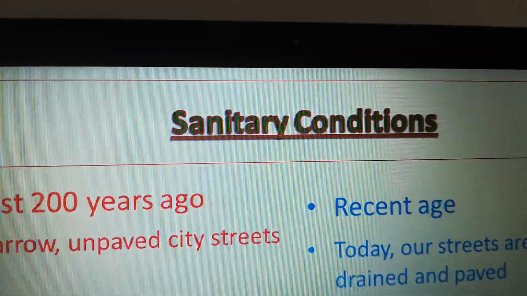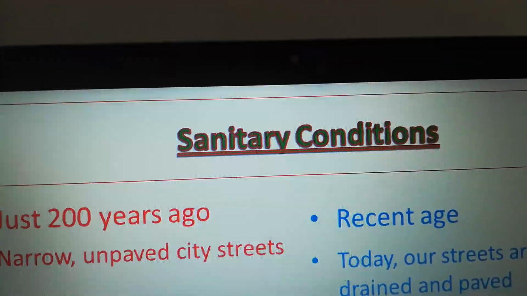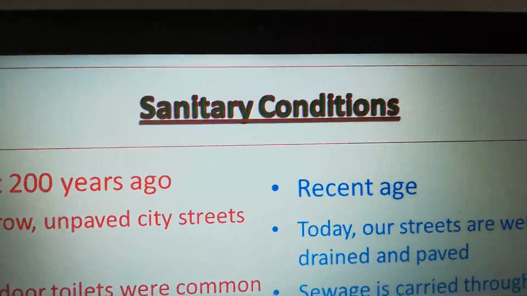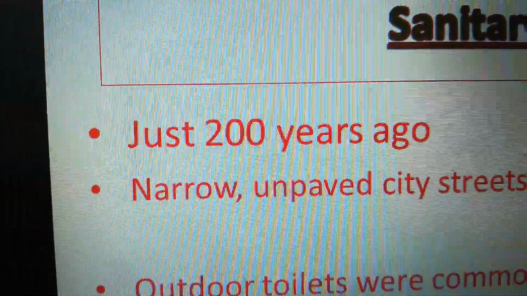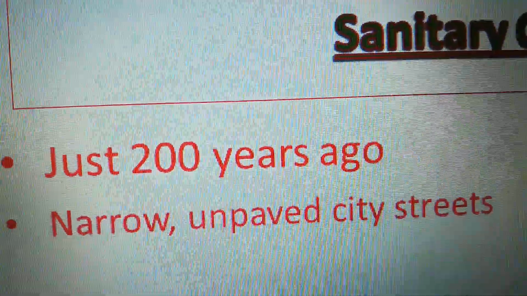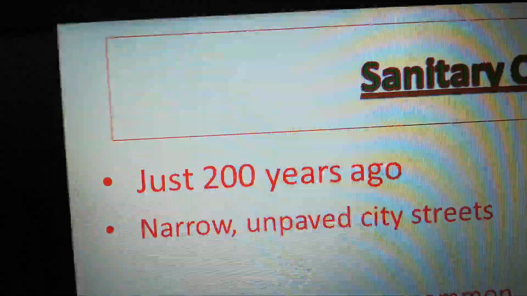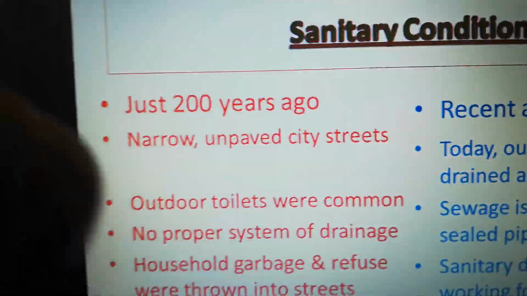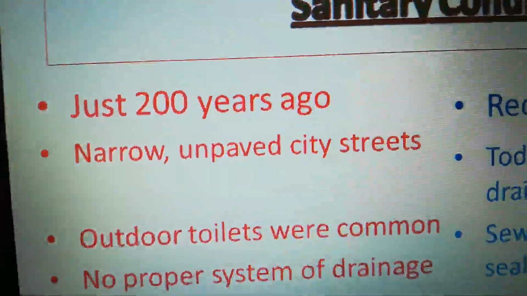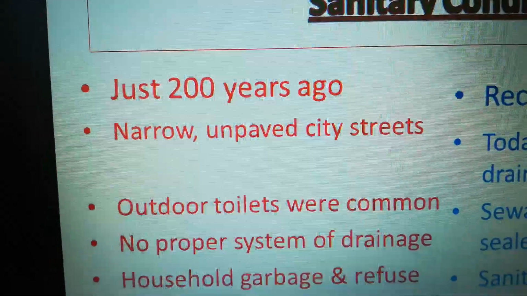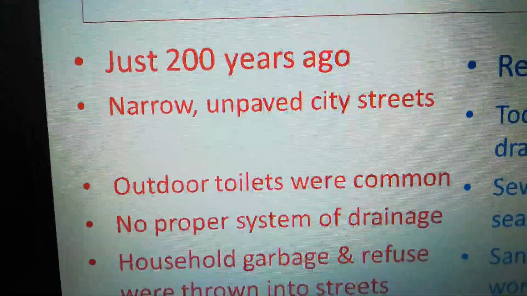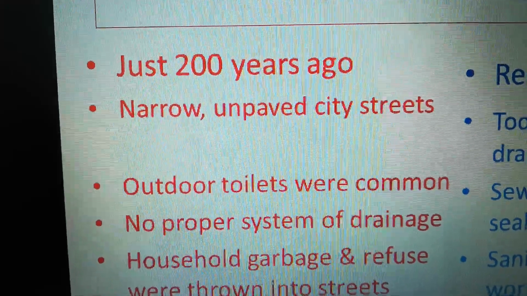Then, our concern is the topic of sanitary conditions. It is also a comparison, and these comparisons have been mentioned to all of you. It is about people just 200 years ago, a few centuries, and the recent age. In this comparison study, I will highlight: what was the sanitary condition of the people of the past?